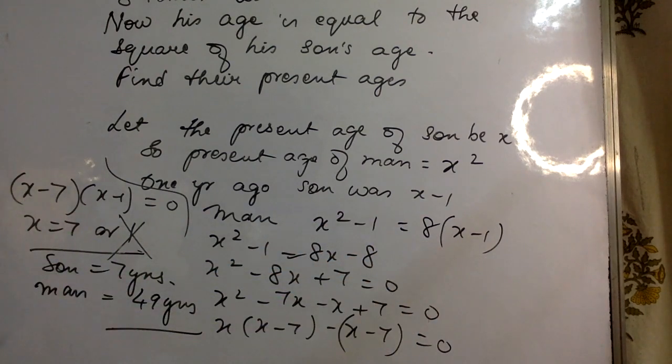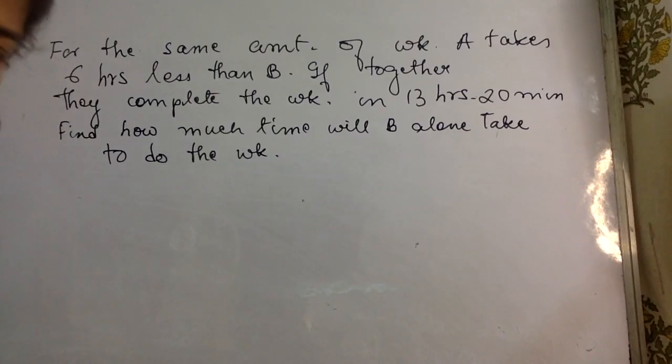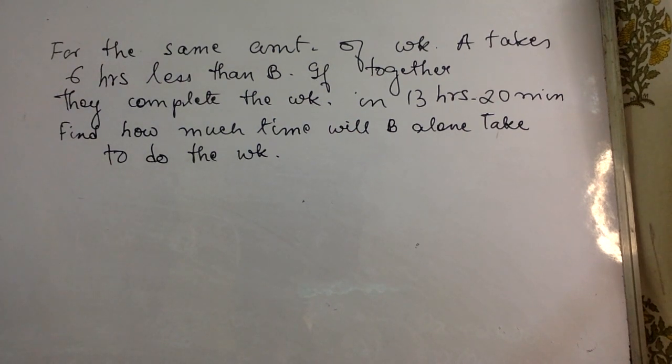Yes, okay, so this is the answer. So that was one age type of question. So here we have: for the same amount of work, A takes 6 hours less than B. If together they complete the work in 13 hours 20 minutes, find how much time. This is a time and work sum.